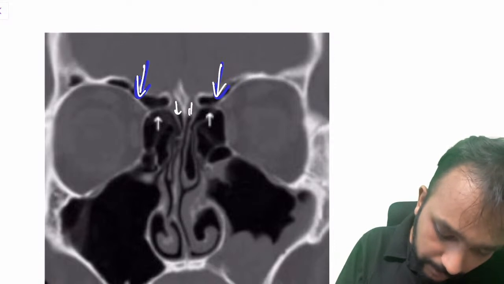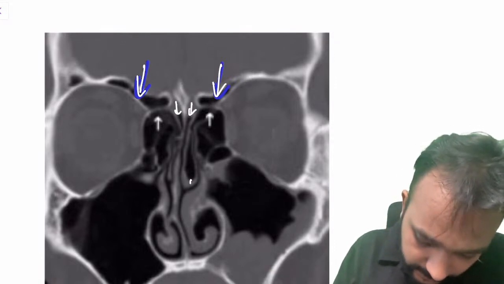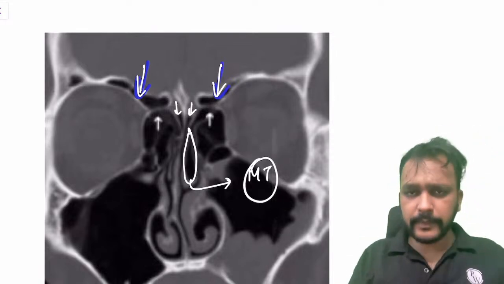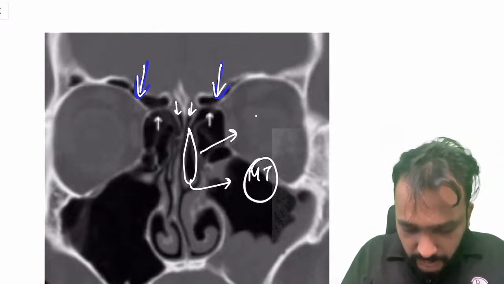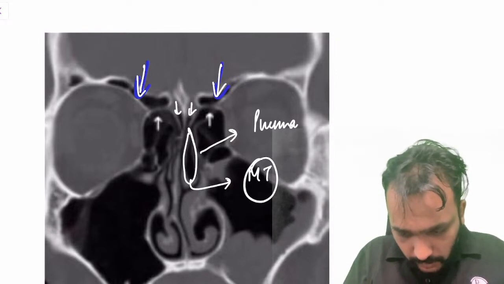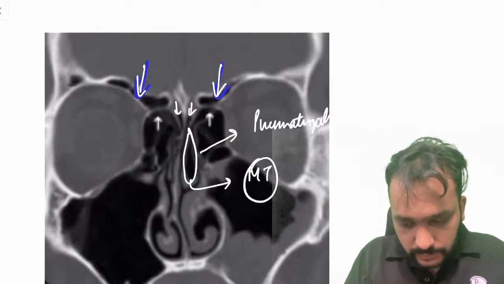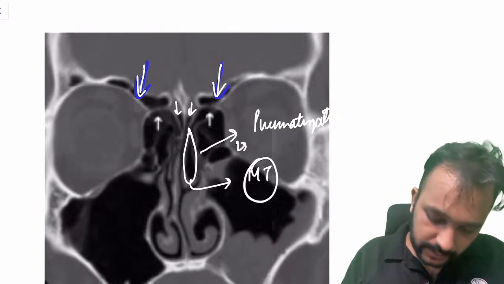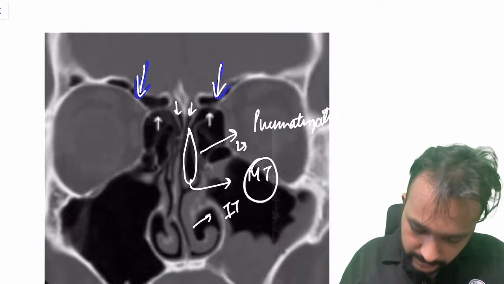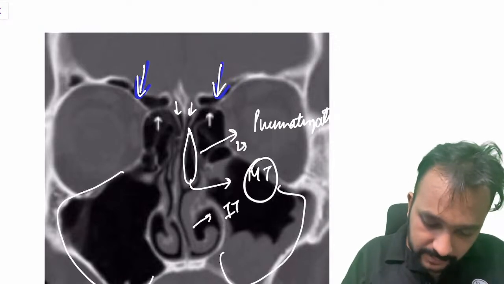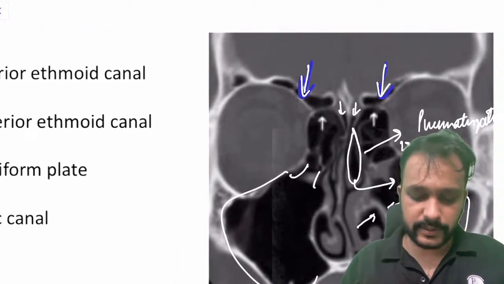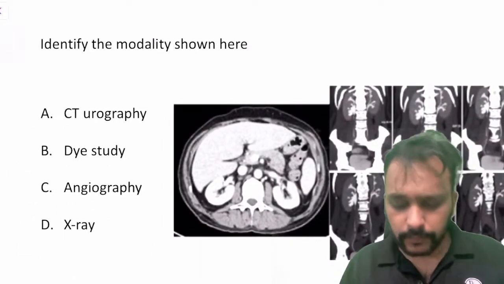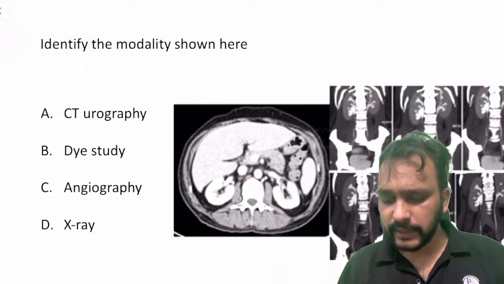This is the cribriform plate. This is the middle turbinate. And if you have a look at the middle turbinate, you will see that there is pneumatization of this middle turbinate, and this pneumatization of middle turbinate is known as lamella concha. This is your inferior turbinate. This is your maxillary sinus. This is your maxillary ostium. These are the important structures of the PNS.